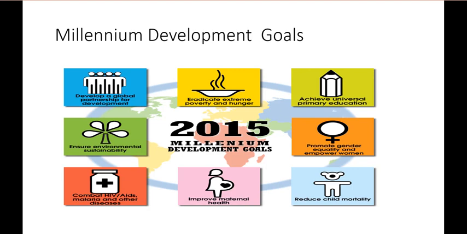They were called MDGs, and they can be enumerated as: to eradicate extreme poverty and hunger, to achieve universal primary education, to promote gender equality and empower women, to reduce child mortality, to improve maternal health, to combat HIV/AIDS, malaria, and other diseases, to ensure environmental sustainability, to develop a global partnership for development.